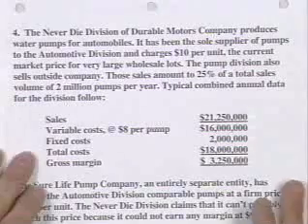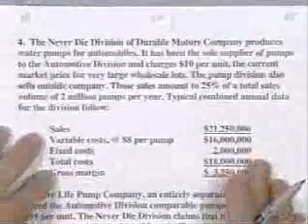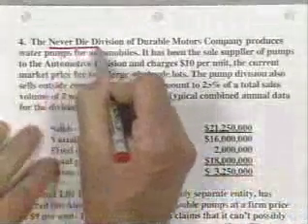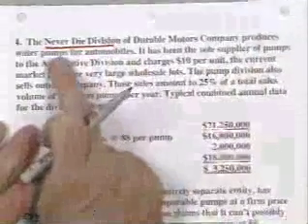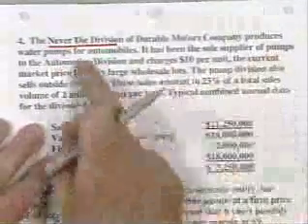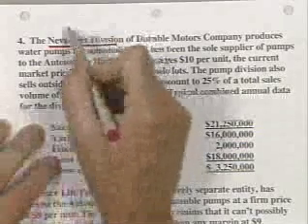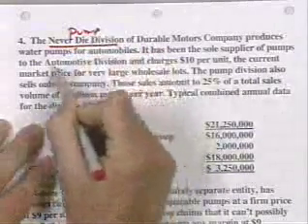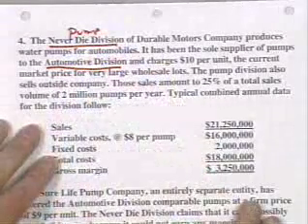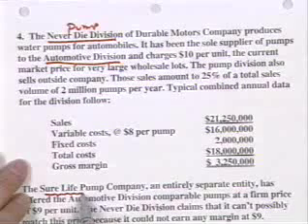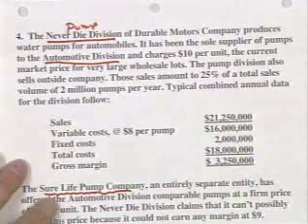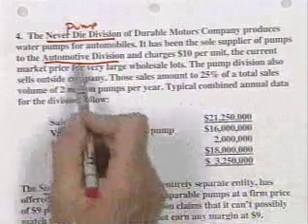Okay, number 4 has to do with Never Die division. So the players here, one is Never Die division. And Never Die division, they produce pumps, and they've been the sole supplier of pumps to the automotive division. So we have the Never Die division, which is the pump division, the automotive division that sells these pumps and that buys these pumps, and subsequently there's going to be an outside company, the Sure Life Pump Company, going to offer to sell to automotive.